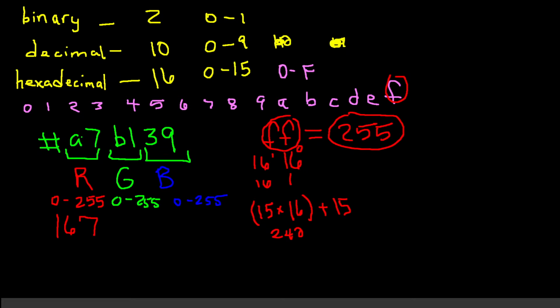If we looked at B1 here, that's going to be B, which represents an 11, times 16. And so that's 176 plus 1, which is 177 on that flashlight. And our last one, 39, is 3 times 16, which is 48, plus 9, which is 57. So that's 57. And we can think about these as the power level on our flashlight.